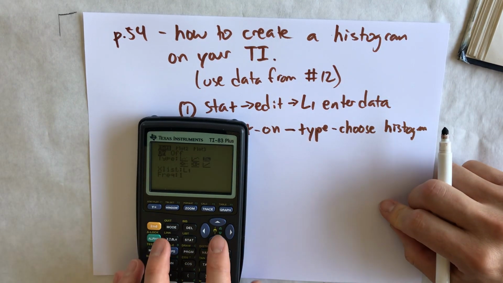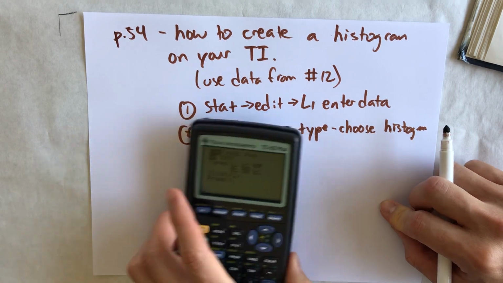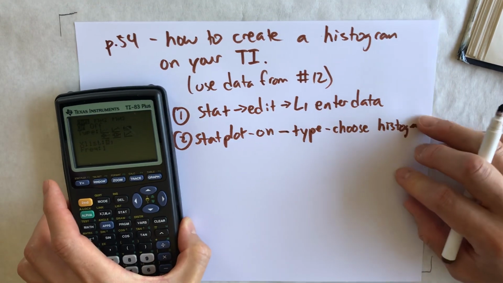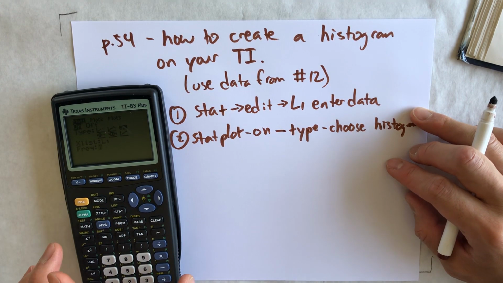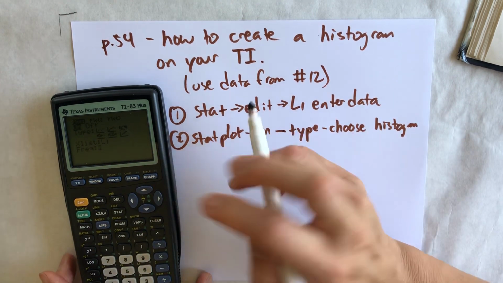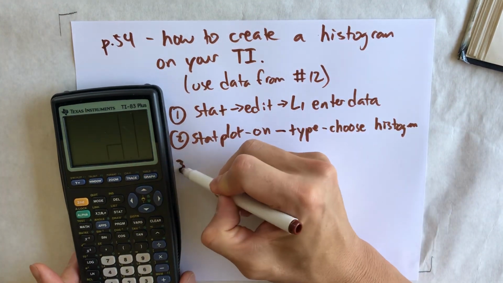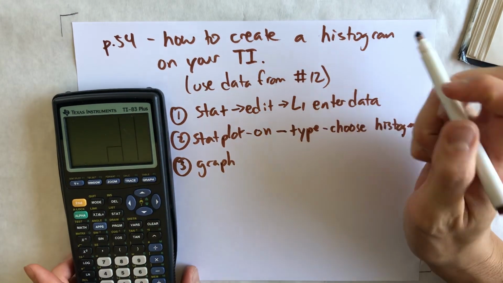You hit enter on that, and for your X list, think about where you put your data. I put my data into L1, and I think you did too. For the frequency, we just want to leave it as 1 for right now. So now you're going to hit graph, which is this button right here.